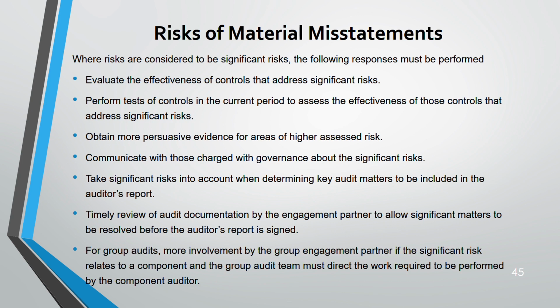Then for a group audit, you need to involve the group engagement partner if the significant risk relates to a component, and the group audit team must direct the work to be performed by the component auditor. Component auditor means, let's say, out of 6 subsidiaries, for one subsidiary there is a separate auditor, because the risk is high there. That is known as a component auditor, an auditor for one subsidiary. Component means it's a part of a group, right? A subsidiary is a part of a group, same. So the group audit team will tell the component auditor how the work should be done.